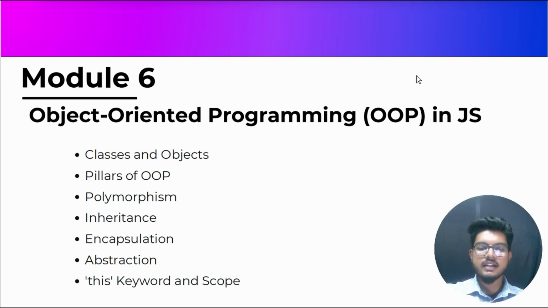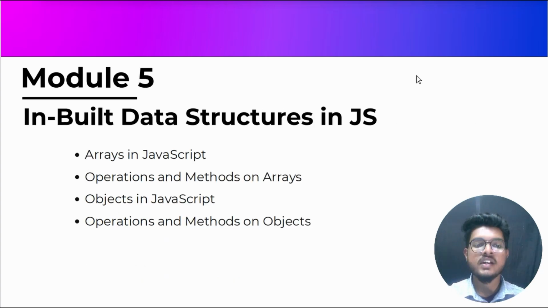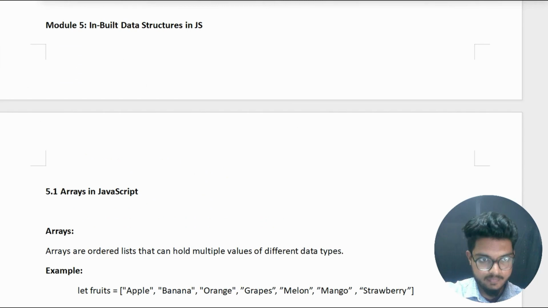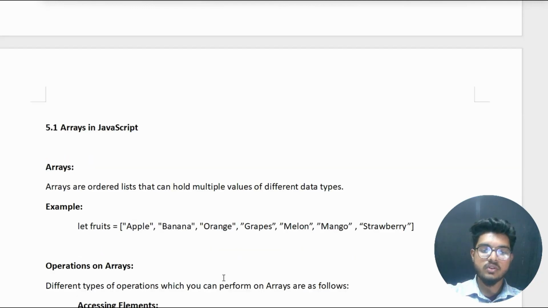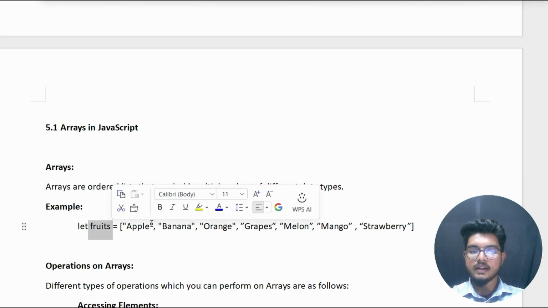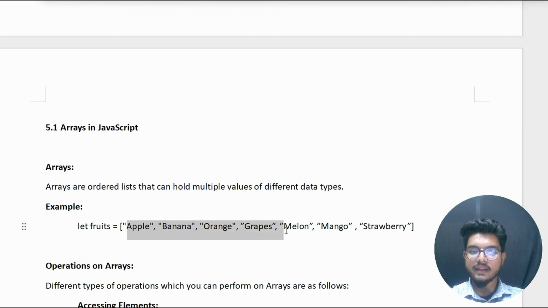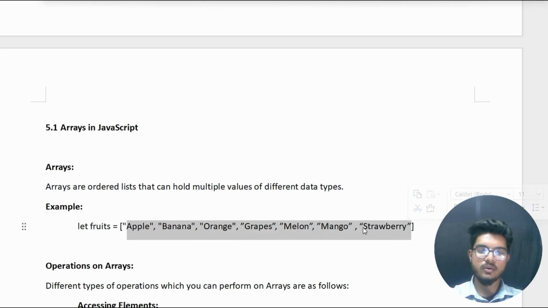Yes everyone, let's get started with module 5 today. Module 5, we have discussed about arrays and objects. Let's quickly revise what all we have discussed until now, right? So in arrays, we have told that arrays are ordered lists that can hold multiple values of different data types, not just a single data type. It can be numbers, strings combined, or boolean values as well. So in this example, fruits is the variable name of an array. This fruits has apple, banana, orange, grapes, melon, strawberry, and many more. Okay.